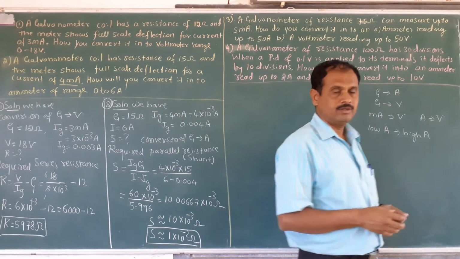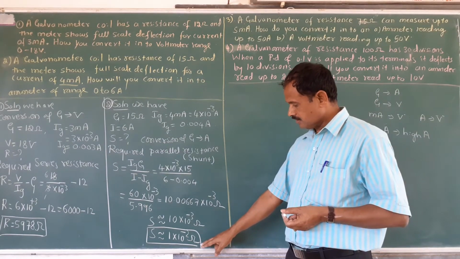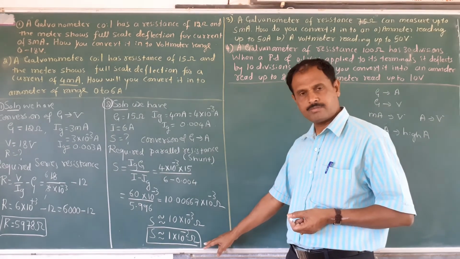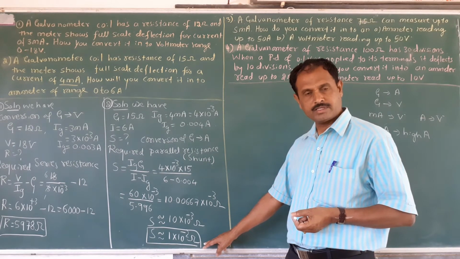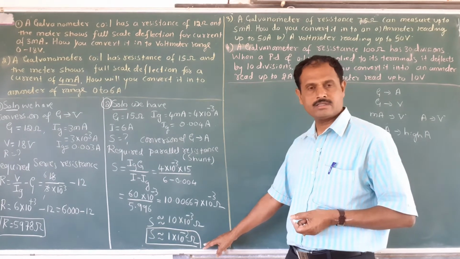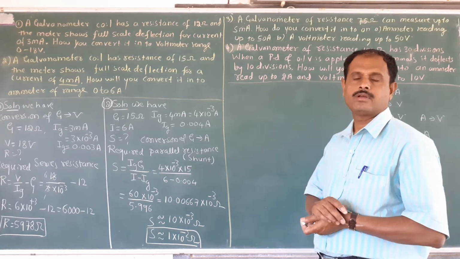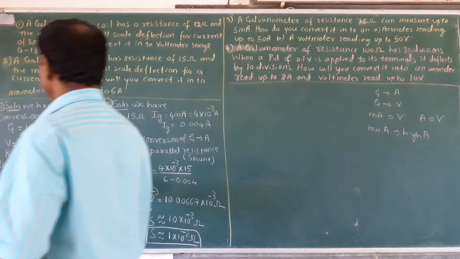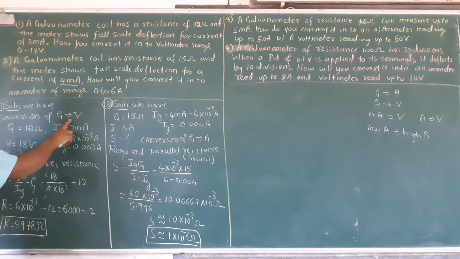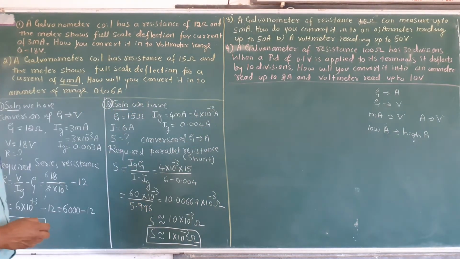Once again repeat. When a small resistance 1 into 10 to the power of minus 2 ohm is connected in parallel with the galvanometer, then it is converted into an ammeter of range 0 to 6 ampere. First problem was based on conversion of galvanometer into voltmeter. Second problem is based on galvanometer converted into ammeter.